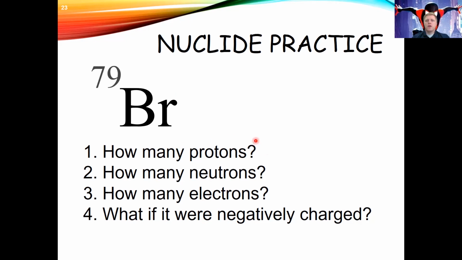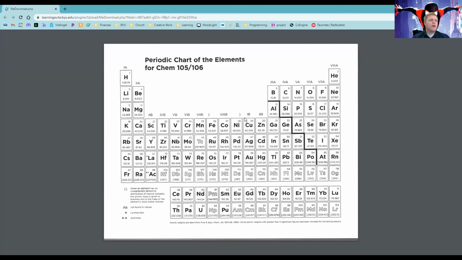How many protons are in bromine? To answer that question, you're going to have to look at a periodic table. So let me pull that up. Okay, what I've got going on here is the periodic table that you're going to be given for exams. So it's going to look just like this. Now I have to find bromine on this table. So I'm just going to scan over it. Here's bromine right here. You'll notice this number 35 right here. That's how many protons are in bromine. So there's 35.